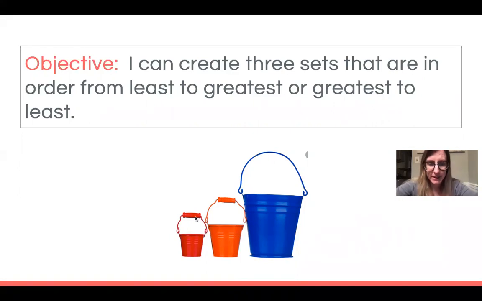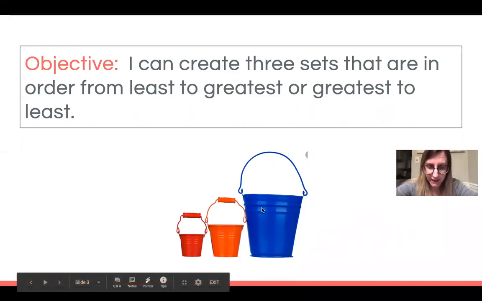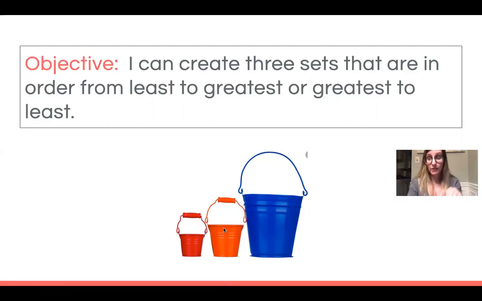And remember this picture here of the buckets. The smallest, fewest, or the least is in that red bucket. And the largest or the greatest or the most is in that blue bucket. And the orange bucket falls right in the middle. So they're in order right now from least to greatest.